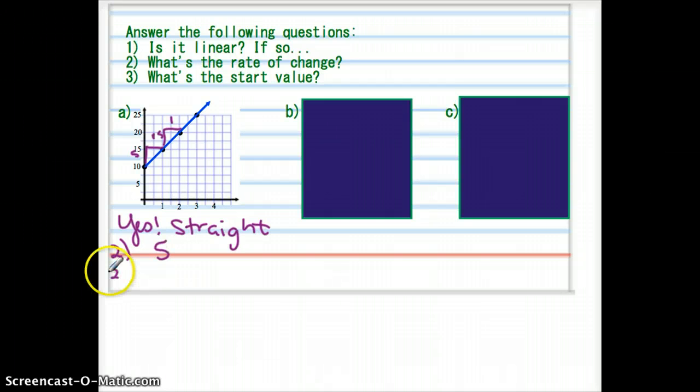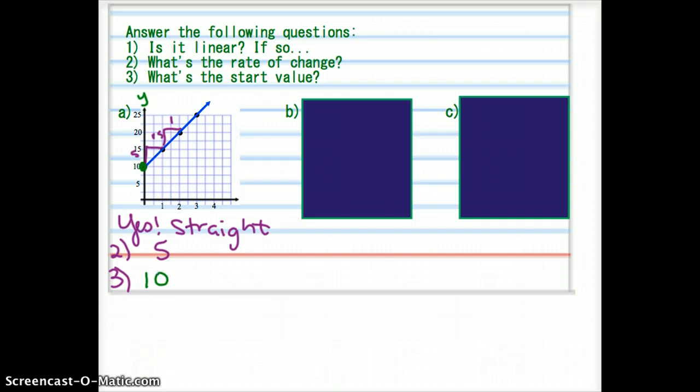And the start value, that's where your graph starts, like when no time has passed or nothing has passed at all. A lot of times we might call that the y-intercept when we get more technical. It's right here where it crosses the y-axis. So that is at 10. So in this case, 10 is my start value. Okay.